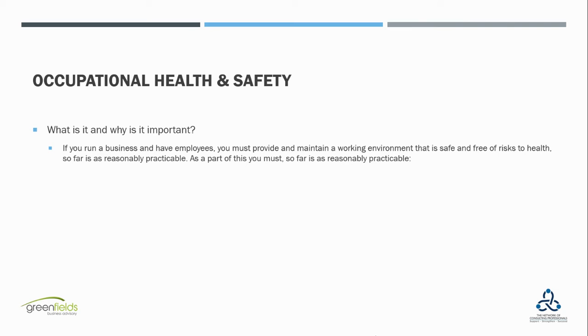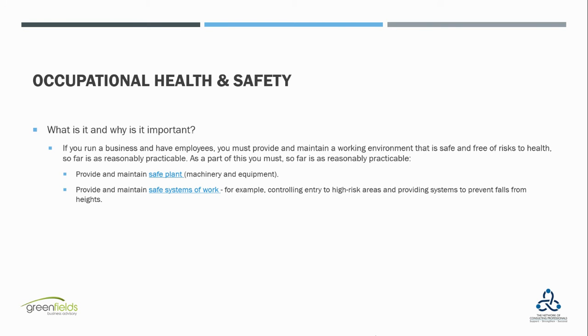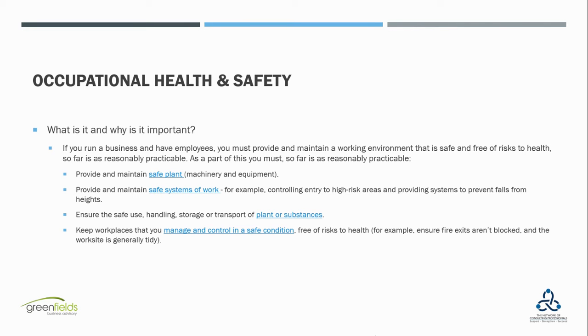As part of your obligations, you must, so far as is reasonably practicable, provide and maintain safe plant, which is machinery and equipment. Provide and maintain safe systems of work, for example, controlling entry to high-risk areas and providing systems to prevent falls from heights. Ensure the safe use, handling, storage or transport of plant or substances. Keep workplaces that you manage and control in a safe condition, free of risks to health. For example, ensure fire exits aren't blocked and the work site is generally tidy.